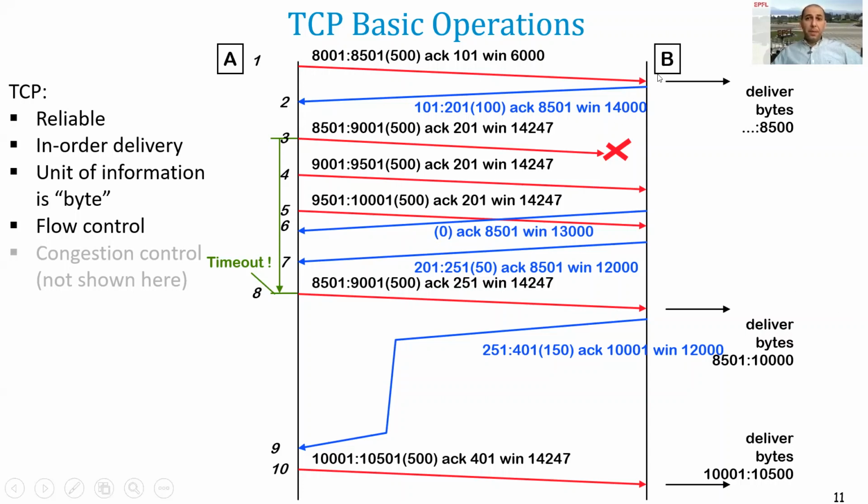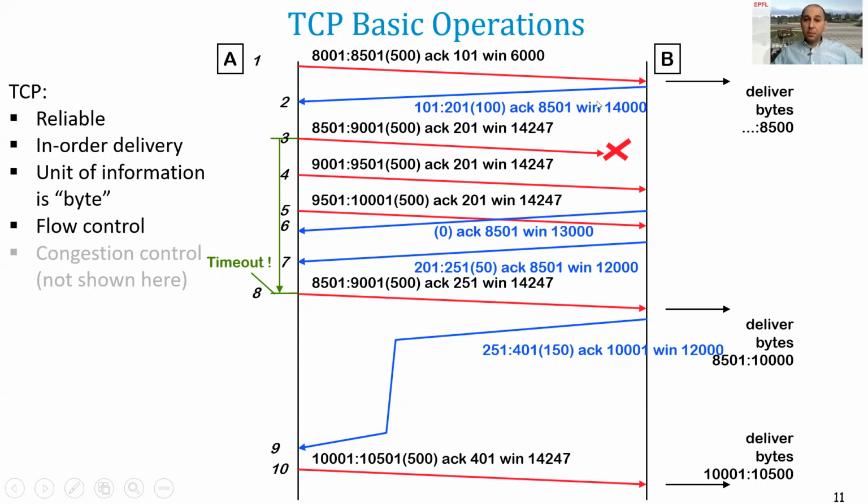Now, B receives this data, it acknowledges the received data and sends more data from its side. So now it sends 100 bytes numbered from 101 to 200. It acknowledges the next expected byte. This means that all bytes having numbers below this number are well received, and the next expected one is 8,501.